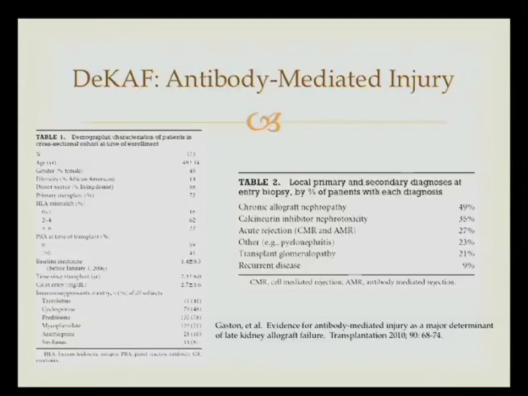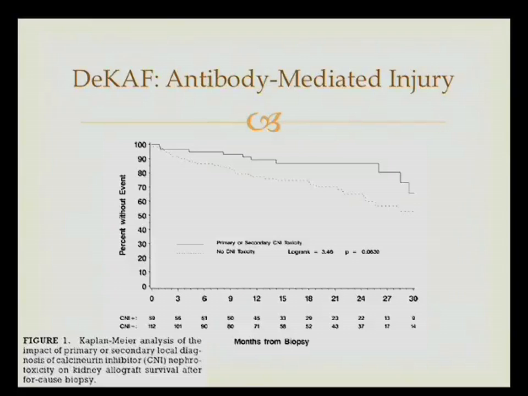The last study that we're going to talk about from the DeKAF papers looked at antibody-mediated injury. So this was a study that pulled out over 100 patients from the cross-sectional cohort, and you can see that about half of them had chronic allograft nephropathy as a primary or secondary diagnosis on their biopsy, and calcineurin inhibitor toxicity was the second most common diagnosis with about a third of the patients. In this study, they broke them out now based on whether there was or was not CNI toxicity. And interestingly, patients with no CNI toxicity actually had worse graft outcome.